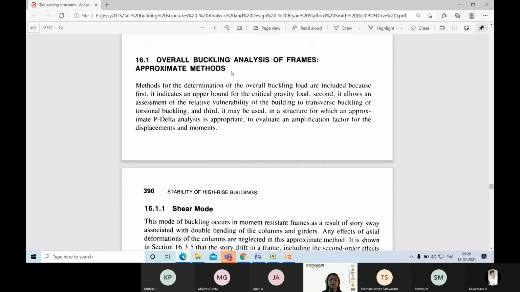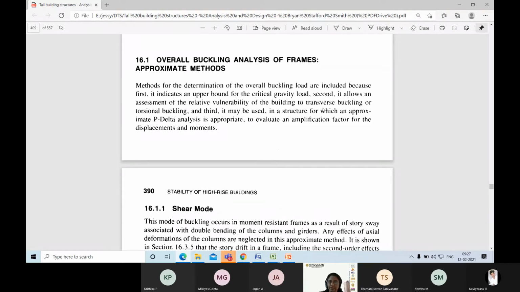Now we have another topic, the overall buckling analysis of frames, approximate method. Buckling is one important parameter that happens in high-rise structures. So how will the buckling happen? Because of the gravity loading, and in addition to the gravity loading, at the same time a horizontal load comes. If that horizontal load is much larger, then this particular structure can have a buckling. A buckling can be in the flexural mode, or it can be in the shear mode. So that is what the methods for determination of overall buckling load are about.